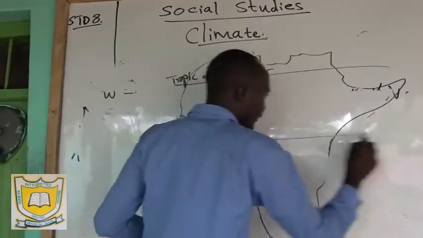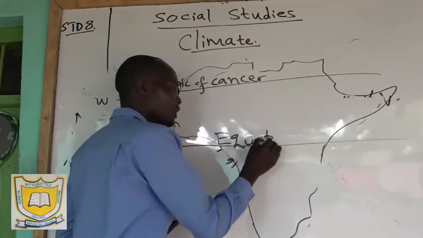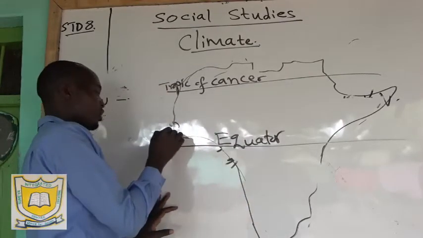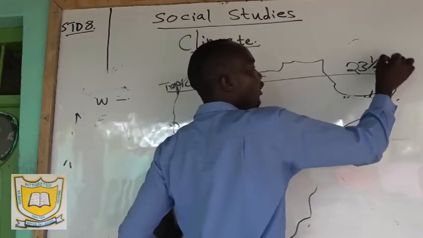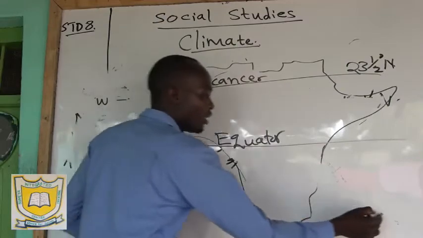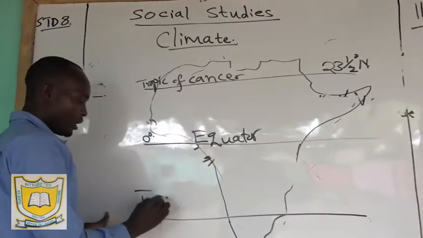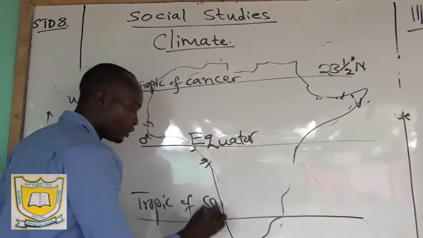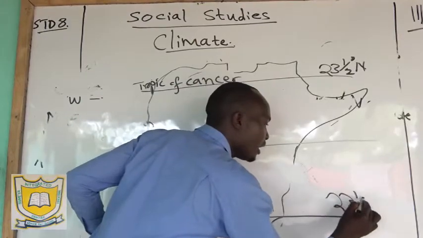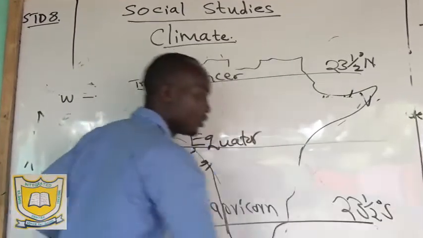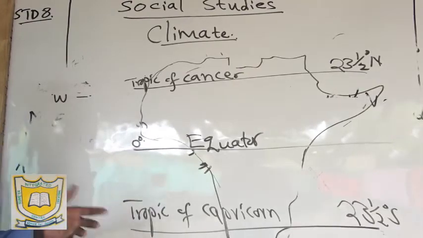Then in the middle of the African continent, we have what we call the equator. Equator is here. We say it is marked 0 degrees. This one is marked 23.5 degrees north. Then down here we have what we call the Tropic of Capricorn. Tropic of Capricorn is marked 23.5 degrees south. So these are what we call the latitudes. Now, how do they affect the climate of a place?